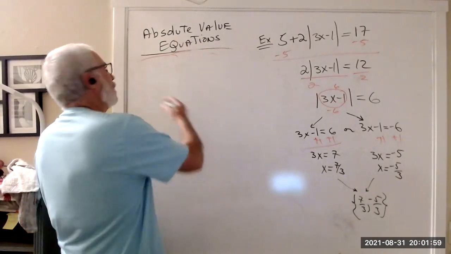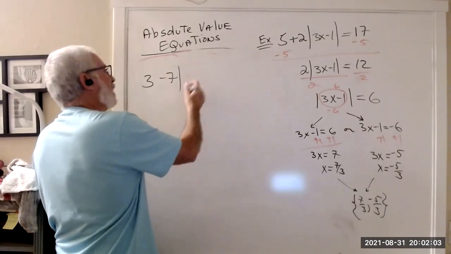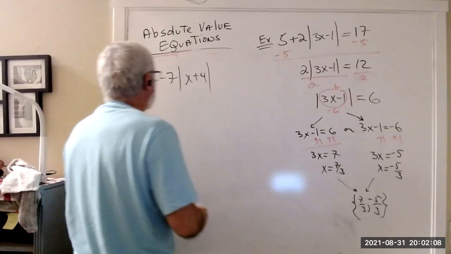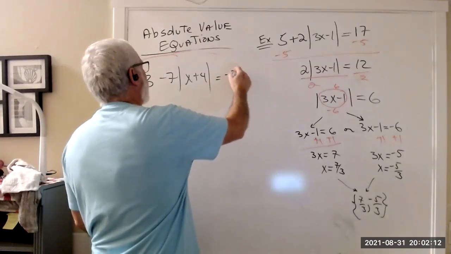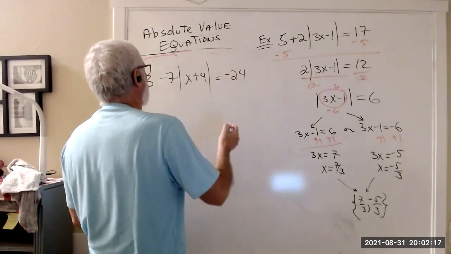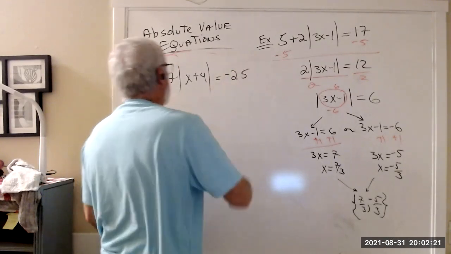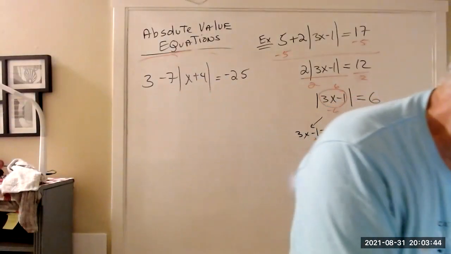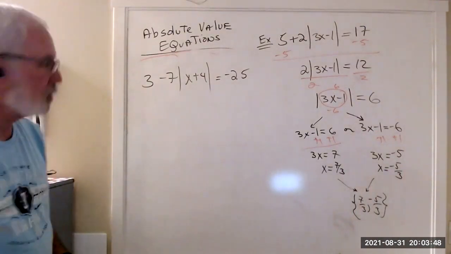Okay. New example. 3 minus 7 absolute value x plus 4. I'll be nice to you guys. Equals negative 24. Negative 25. Better. Try that one if I didn't screw it up. All right, let's see what happens.